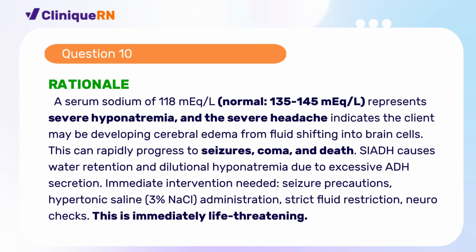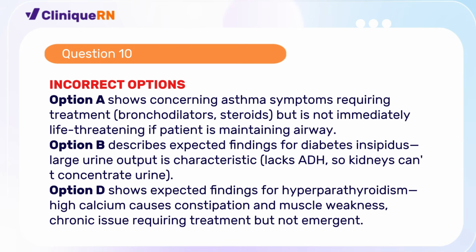SIADH causes water retention and dilutional hyponatremia due to excessive ADH secretion. Immediate intervention needed: seizure precautions, hypertonic saline, 3% NaCl administration, strict fluid restriction, and neurochecks. This is immediately life-threatening. Option A shows concerning asthma symptoms requiring treatment, bronchodilators and steroids, but it is not immediately life-threatening if the patient is maintaining the airway.